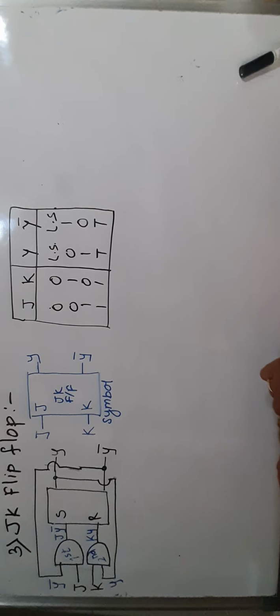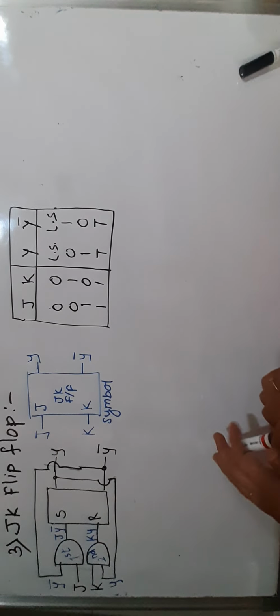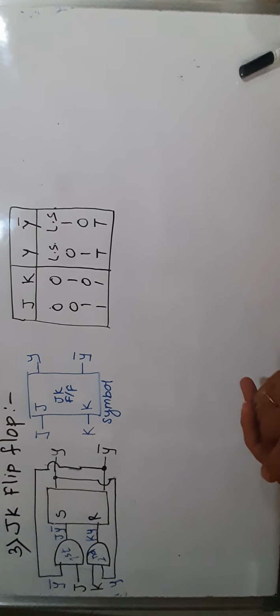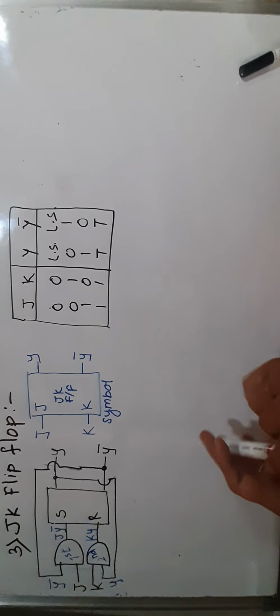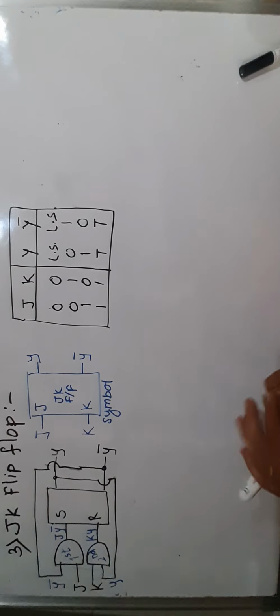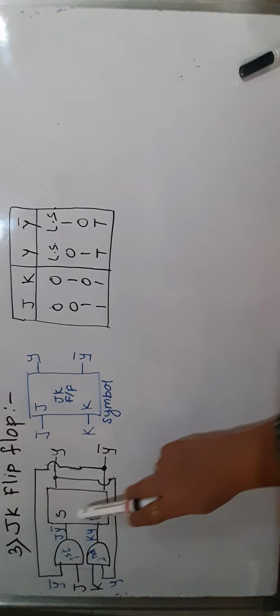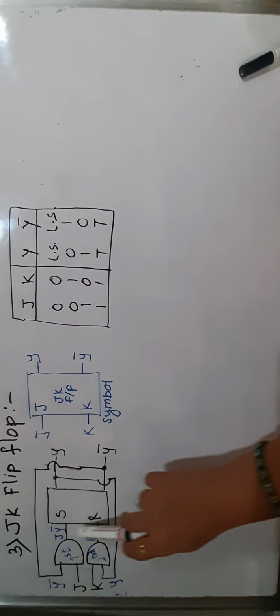The next flip flop is the JK flip flop. J and K, its name originated from the scientist Jack Kilby. Okay, so this is a flip flop which is designed by making some changes in the RS flip flop. This is the RS flip flop.